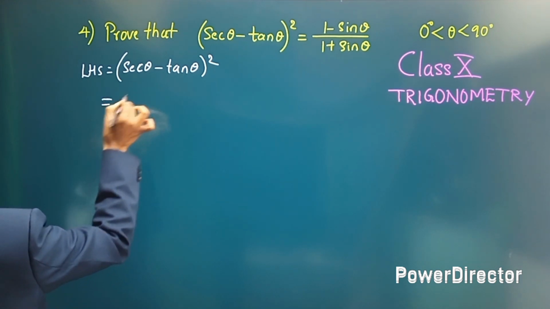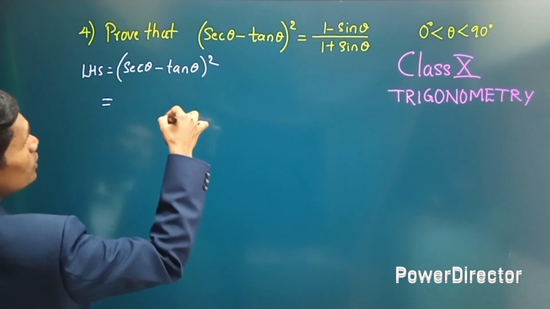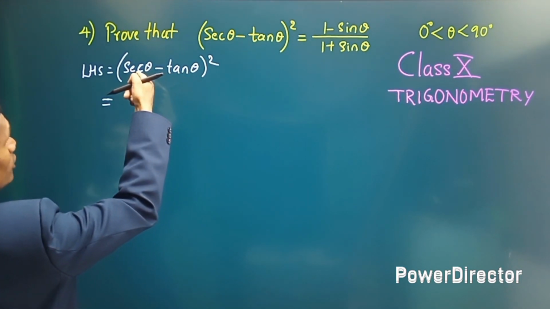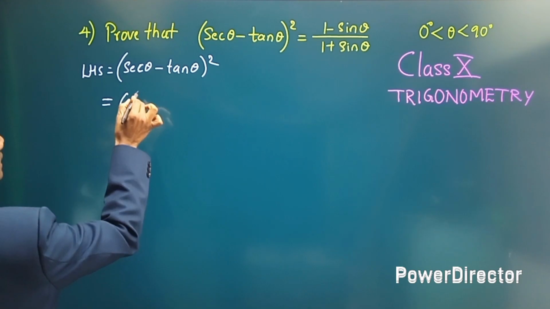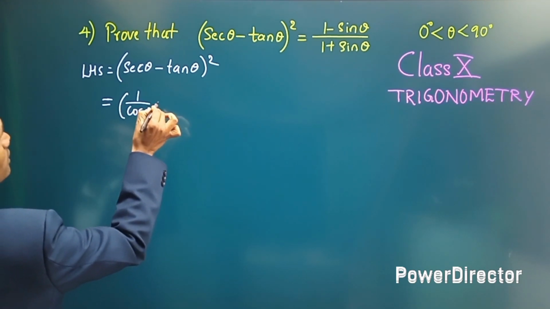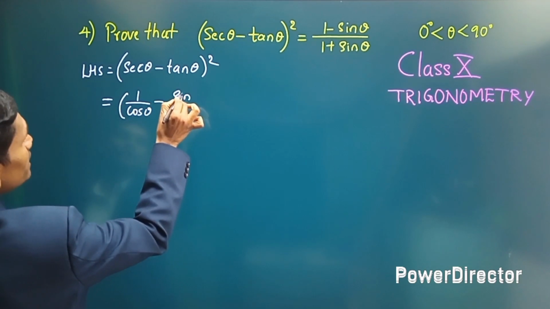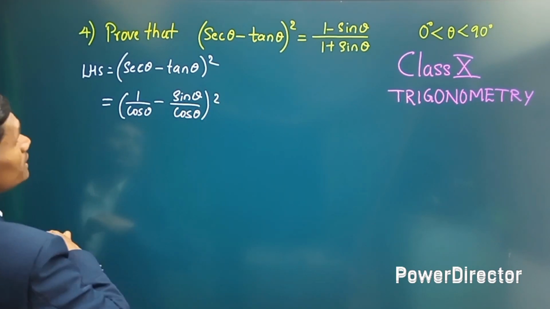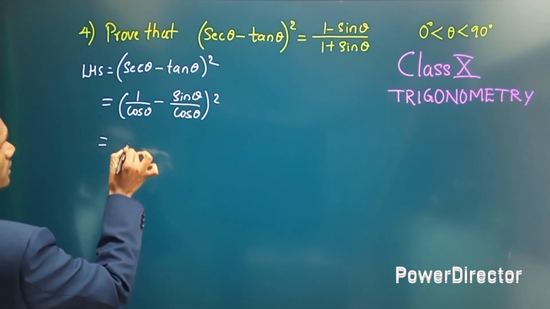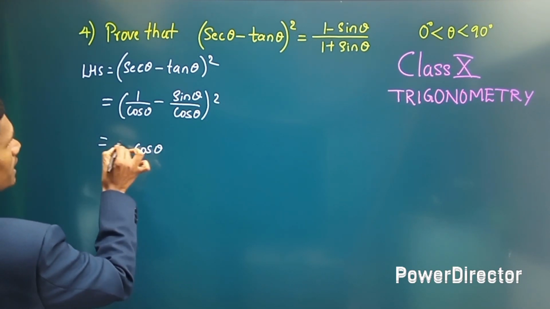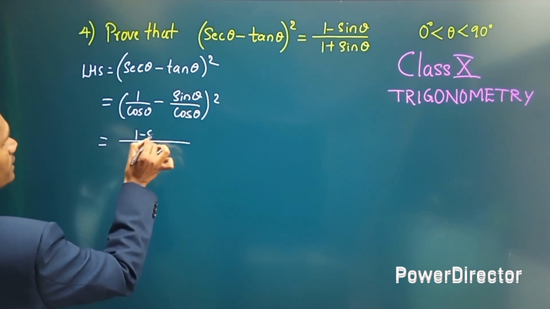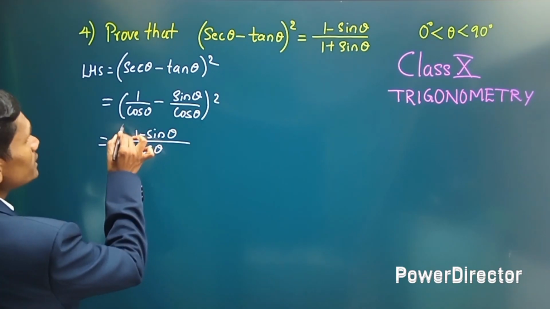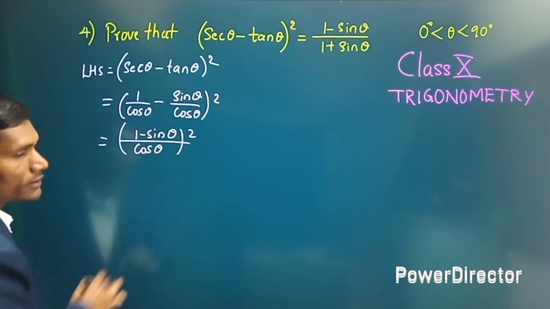So what you have to do is write tan theta as sin theta upon cos theta, right? And sec theta can be written as 1 upon cos theta. So you write this as (1 upon cos theta minus sin theta divided by cos theta) bracket square, right? Now, cos theta is the LCM. Now this becomes (1 minus sin theta) by cos theta, the whole square, right?